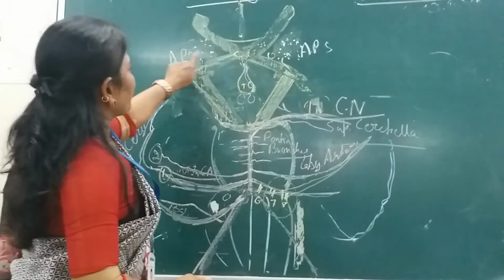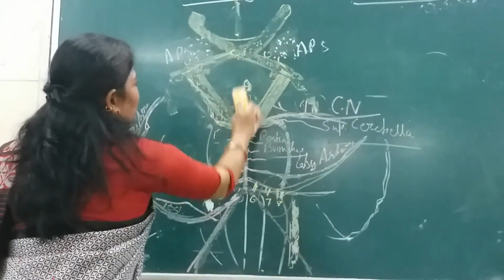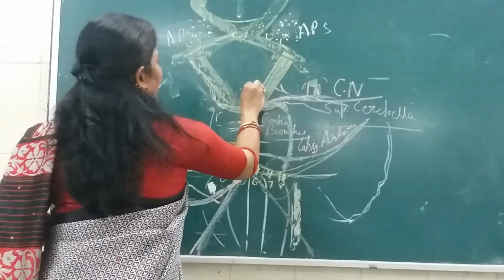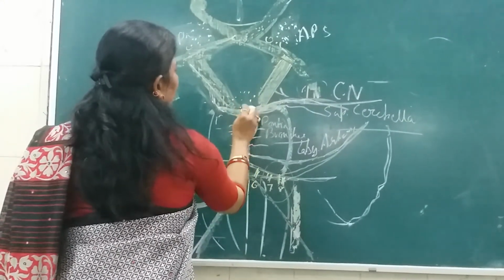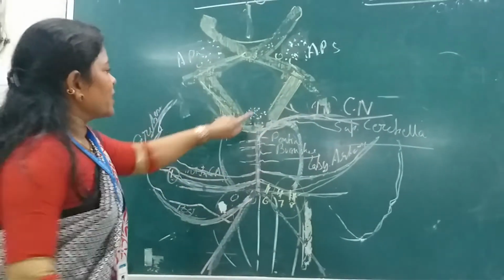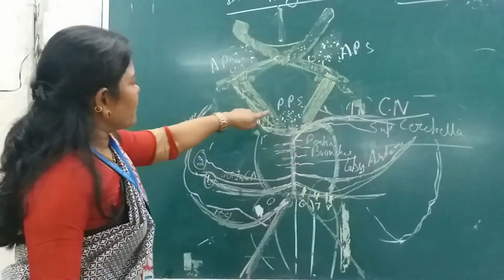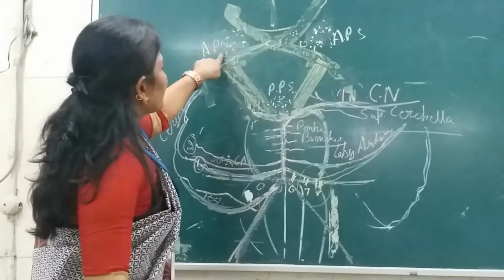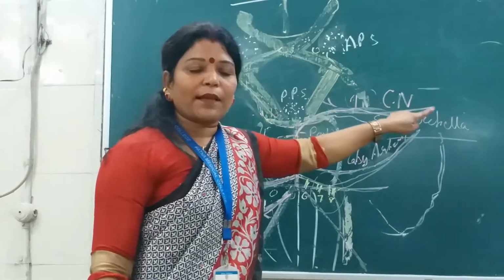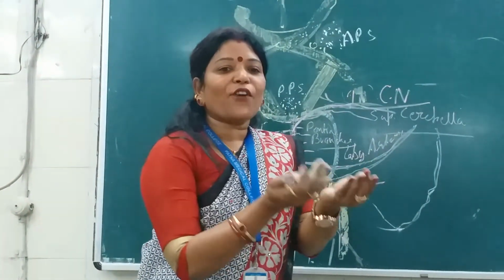There should be a posterior one also. Where is it situated? Look here. The posterior perforating substance is situated just anterior to the pons and in between the cerebral peduncles. So this is the posterior perforating substance. We have written here anteriorly and here posteriorly. These are the perforating substances. What are these substances? In the previous class we discussed it. It is nothing but a sheet of grey matter.